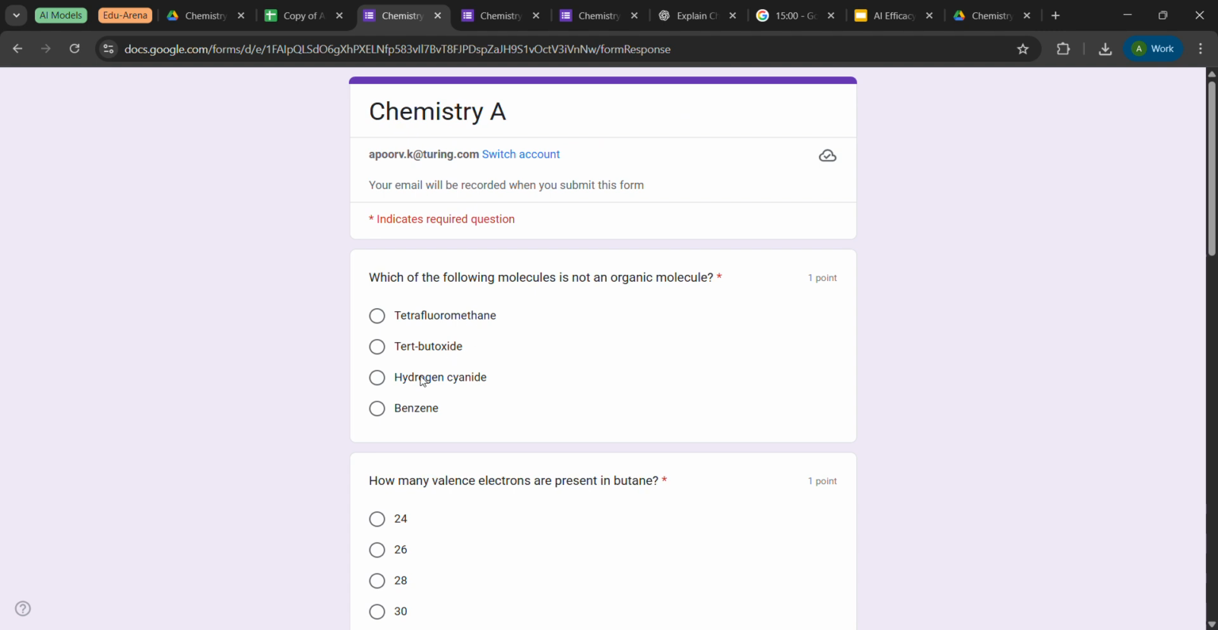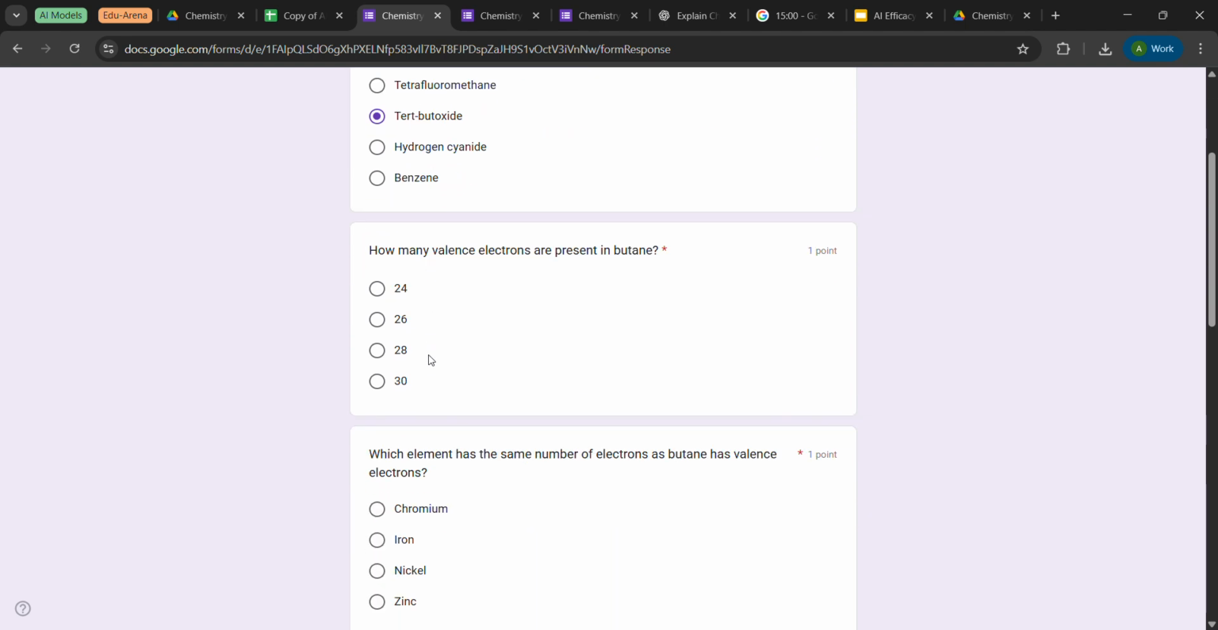Organic molecule, I have no idea. Benzene is an organic molecule that I know about. Let's say tetrabutanoxide. How many valence electrons are present in the butane? So meth, eth, prop, but. So butane is 4 carbons: CH3, CH2, CH2 and CH3. So 4 carbons, that means 16, and 1, 2, 3, 4, 5, 6, 7, 8, 9, 10. So 10. 10 plus 16, 26.